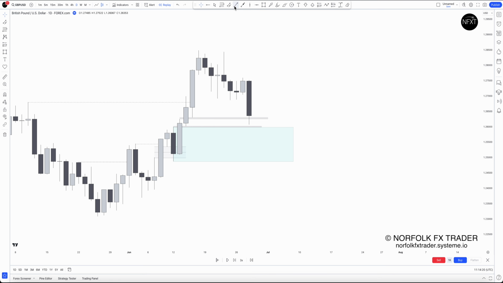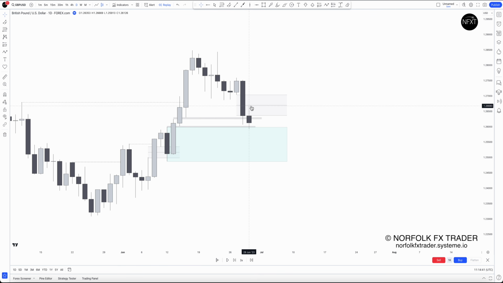It's done its job. And very often we're going to see a new gap created once we remove one. So we can see that we're going to create this new gap here, potentially. So how these gaps can work is we can see a pullback within this gap, and then a continuation lower towards the demand. That's how we can look at these gaps.